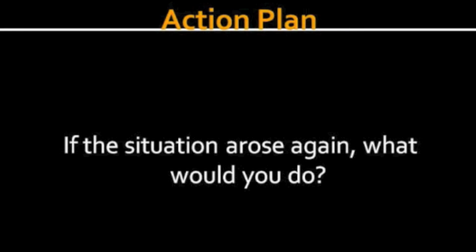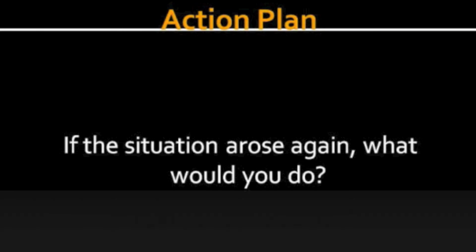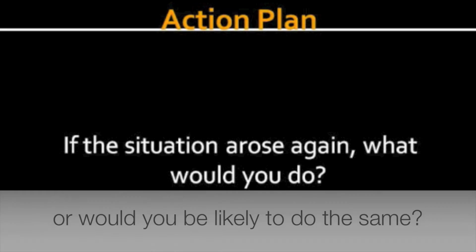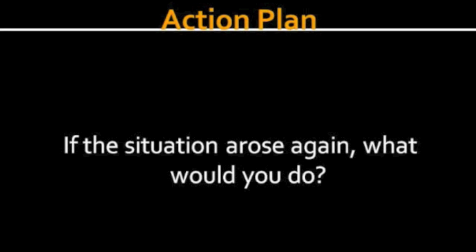Stage 6. Action Plan. During this stage, you should think yourself forward into encountering the event again and plan what you would do. Would you act differently, or would you be likely to do the same? Here the cycle is tentatively completed and suggests that should the event occur again, it will be the focus of another reflective cycle. Gibbs's model incorporates all the core skills of reflection.